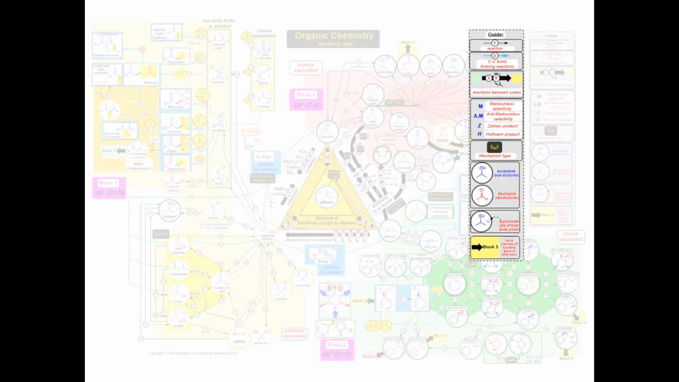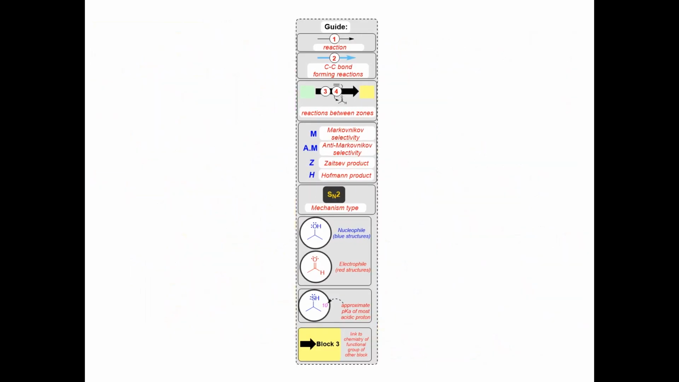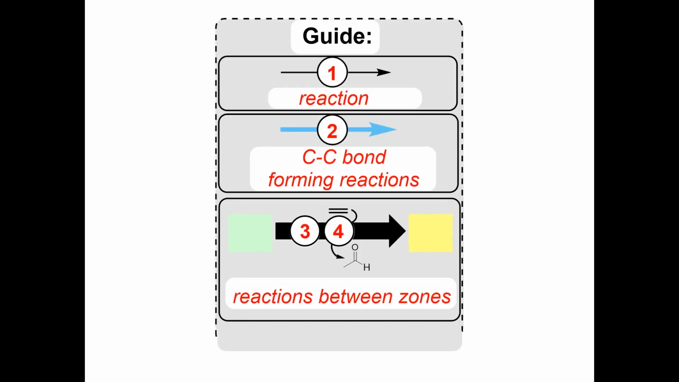On the right side of the map, you will find a guide that explains the meaning of each design element within the synthetic map. We will briefly cover each item one by one and give examples to clarify the various points. You will see that the functional groups are connected by three different types of arrow. Each arrow has one or more numbered circles on it that corresponds to the reaction that allows for the transformation between the two functional groups it connects.